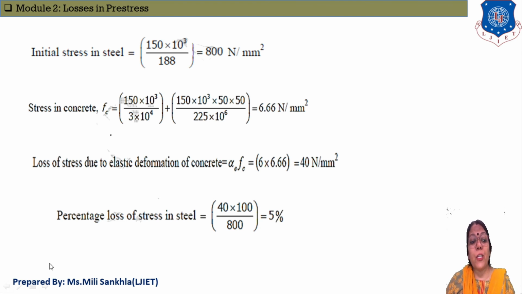Now the percentage of loss of stress in steel we find out. That is equal to 40, this one is the loss of prestress in steel, compared with our initial stress, that is 800, and the percentage is found with respect to 100. 40 divided by 800 into 100 is equal to 5%. That means the percentage loss in steel due to elastic shortening is equal to 5%. Okay, we stop here now. In the next session we solve another example of elastic shortening.